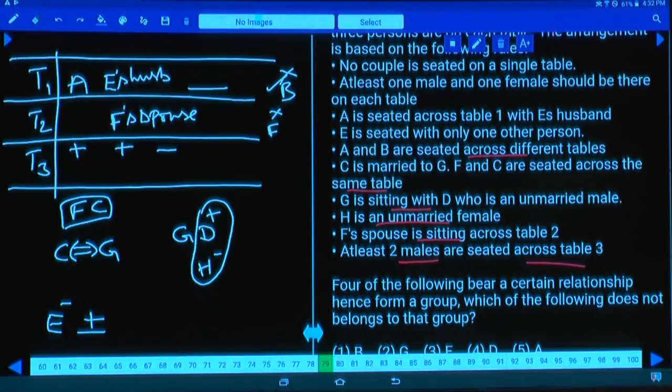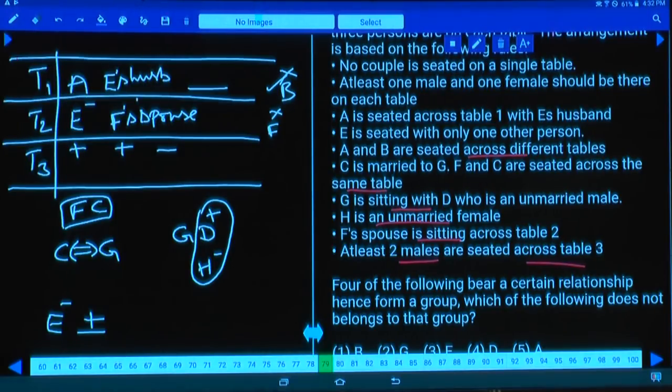Isn't it? Now in table 3, tell me how many persons are there? 3 persons. In table 1, how many persons are there? 3 persons. Then where should this E be? E must be in table 1. As E is in table 1, hence E must be here. Isn't it? Then what is the gender of this one? E is a female. Are you following this one or not? E is a female, must be on table number 1, table number 2, and in this one.